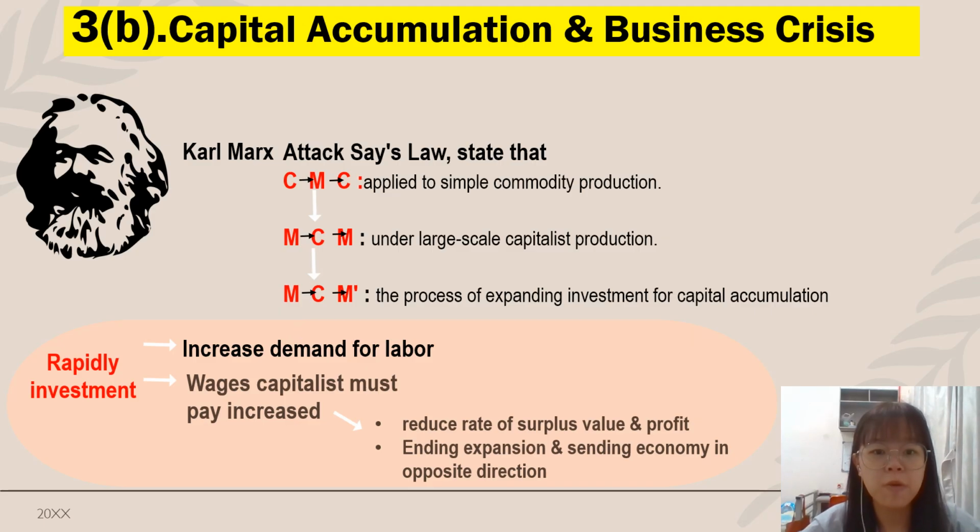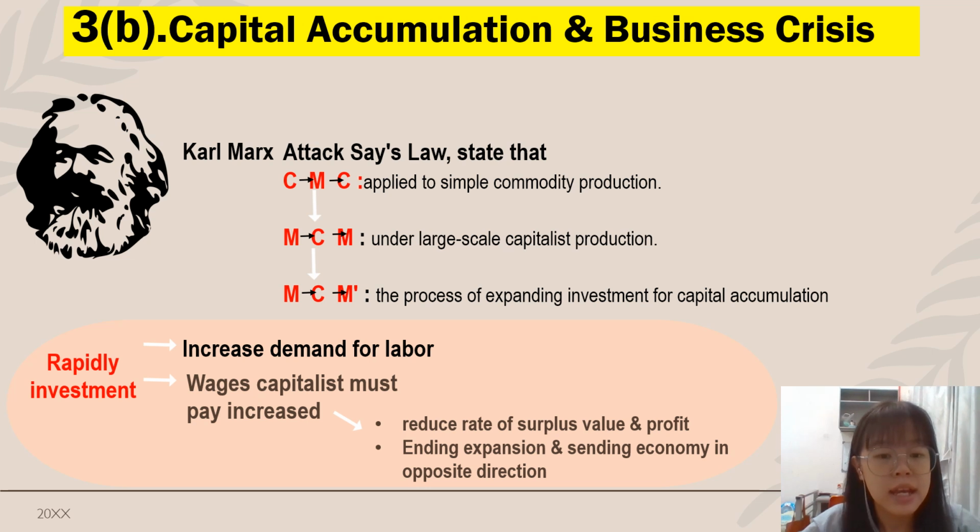So now we will move on to discuss capital accumulation and business crisis. Karl Marx attacked the same law and stated that the process of exchange from commodity to money to commodity is only best applied to simple commodity production. So under large scale capitalist production, the process becomes money to commodity and to money. This means that people will buy in order to sell. So the money will change into commodities such as labor power and raw material, then be sold for money.